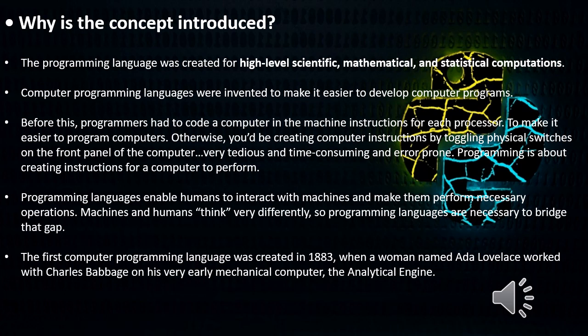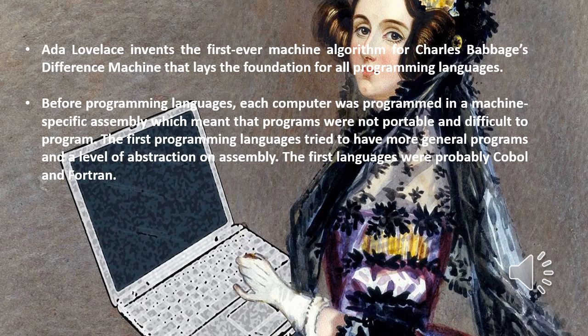The first computer programming language was created in 1883 when a woman named Ada Lovelace worked with Charles Babbage on his very early mechanical computer, the Analytical Engine. Ada Lovelace invented the first ever machine algorithm for Charles Babbage's machine, which laid the foundation for all programming languages. Before programming languages, each computer was programmed in a machine-specific assembly, which meant that programs were not portable and were difficult to program. The first programming languages tried to have more general programs and a level of abstraction over assembly. The first languages were probably COBOL and Fortran.